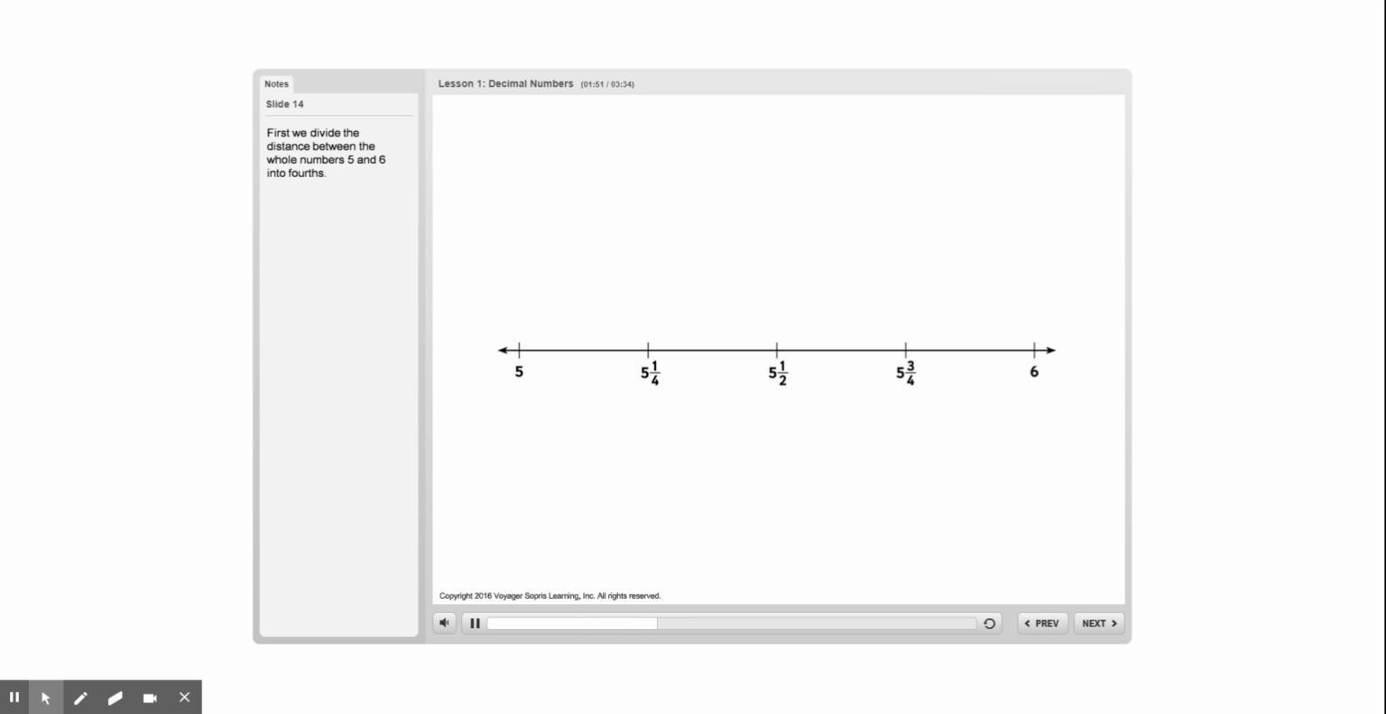First, we divide the distance between the whole numbers 5 and 6 into fourths. Then, we rewrite the fourths using decimal numbers. We see that these mixed numbers and decimal numbers equal the same amount.